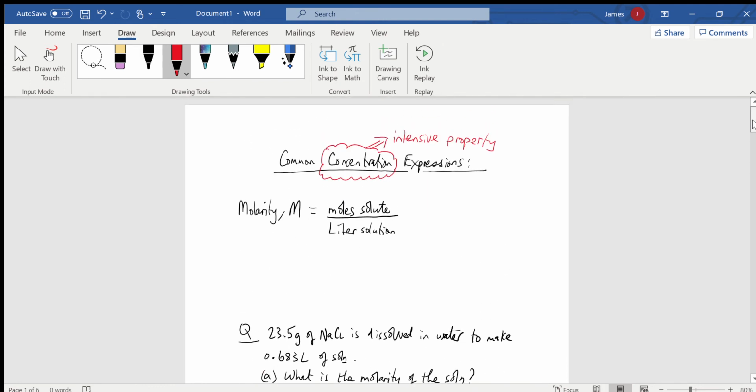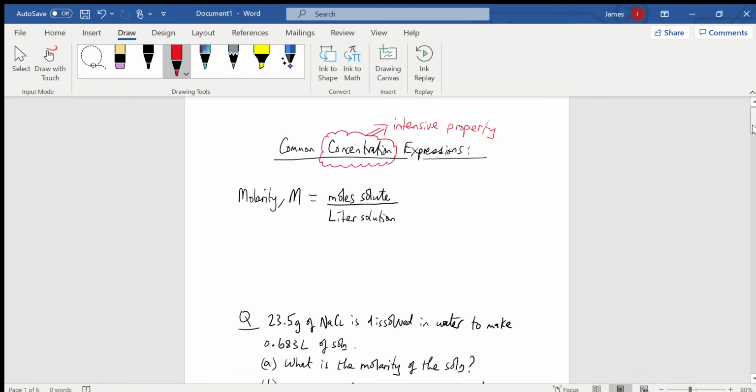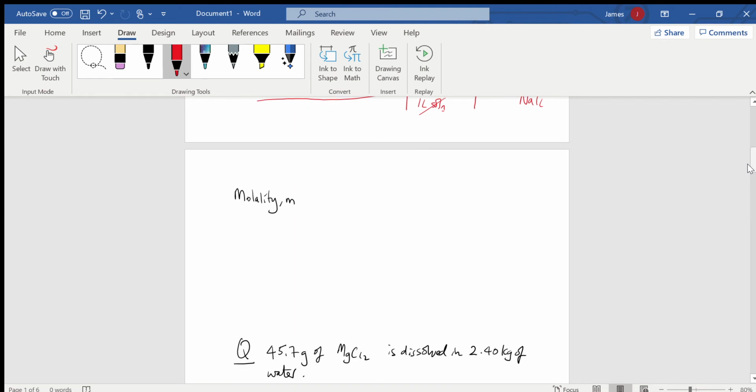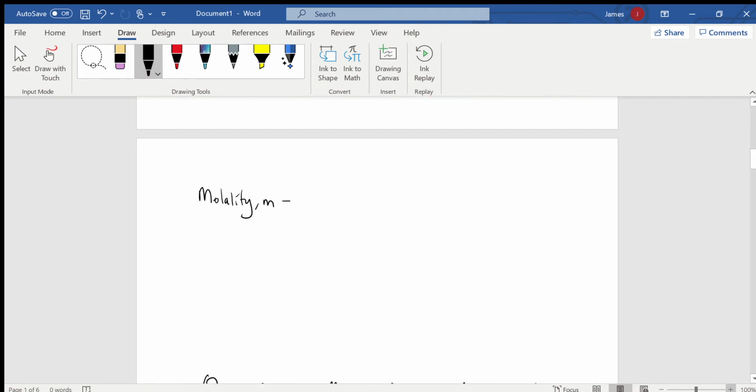And I would say that molarity is definitely the most commonly used way to express concentration, at least in a regular chemistry class. Okay, moving on, something a little bit more exotic, molality. Molality has a lowercase m as a symbol, and this is moles of solute over kilogram of solvent. It's still an intensive property, but notice the numerator is the same as molarity, but the denominator is different.